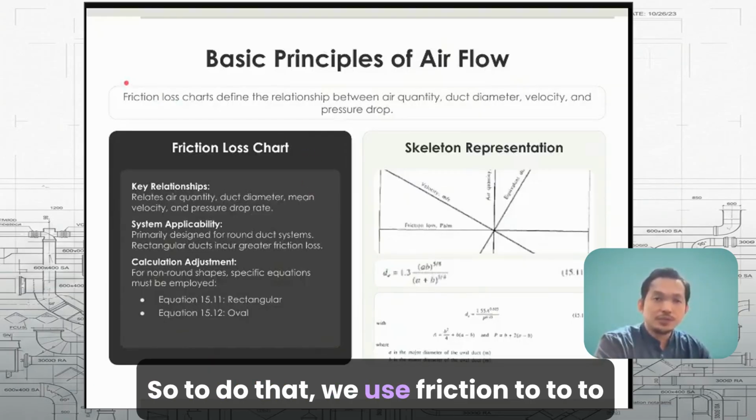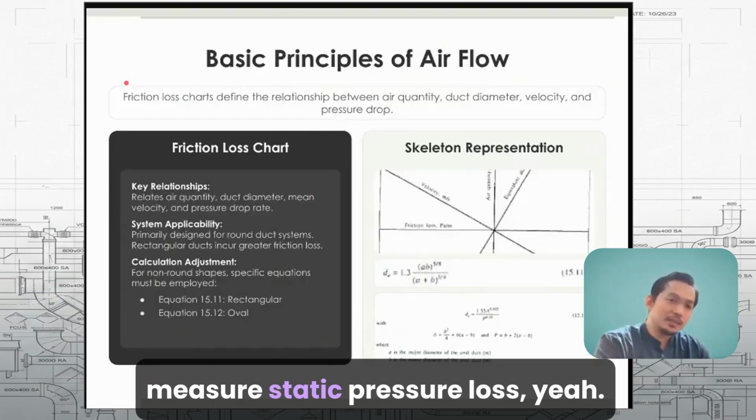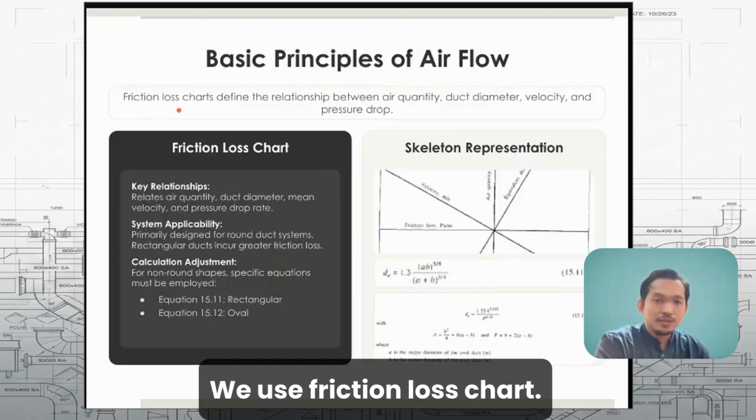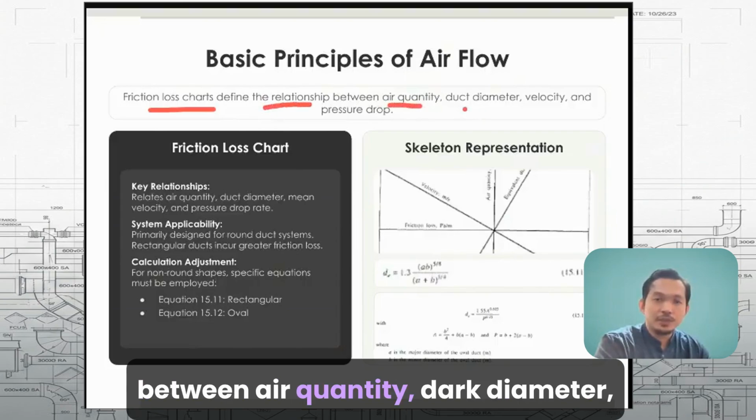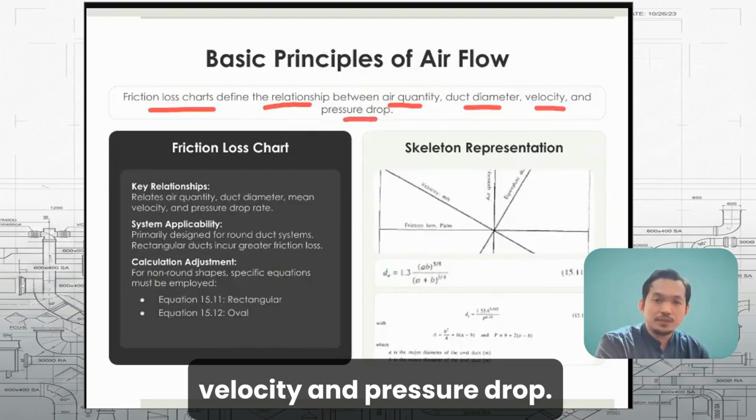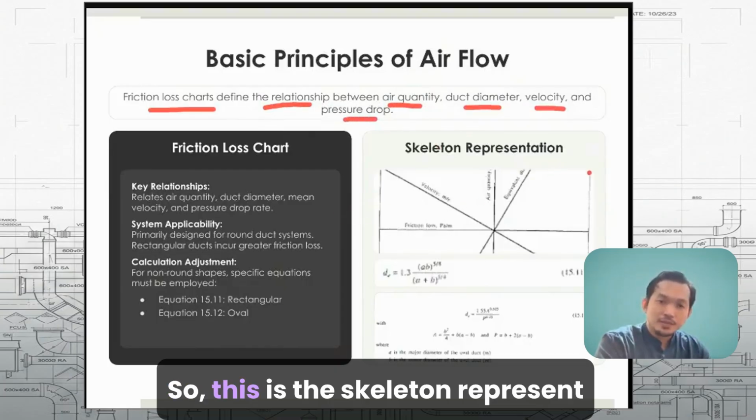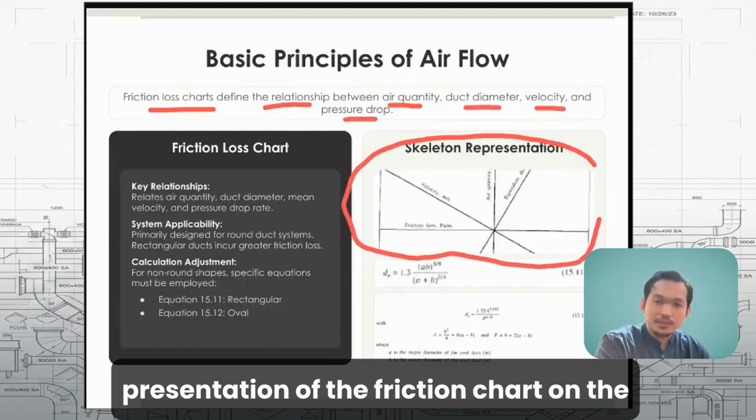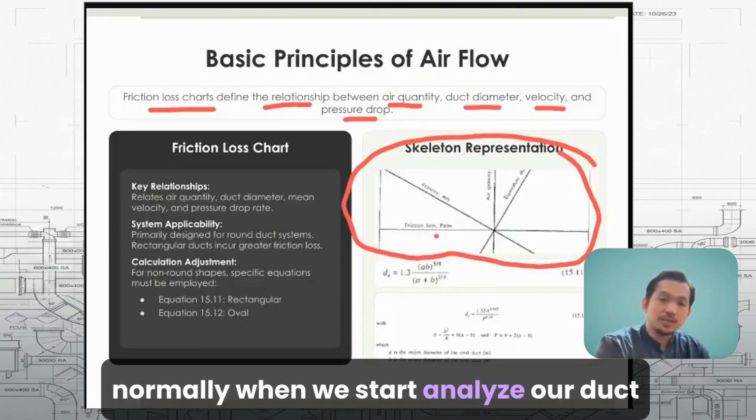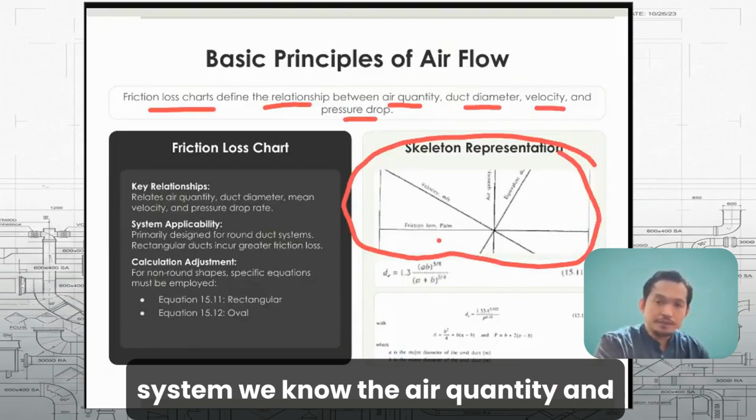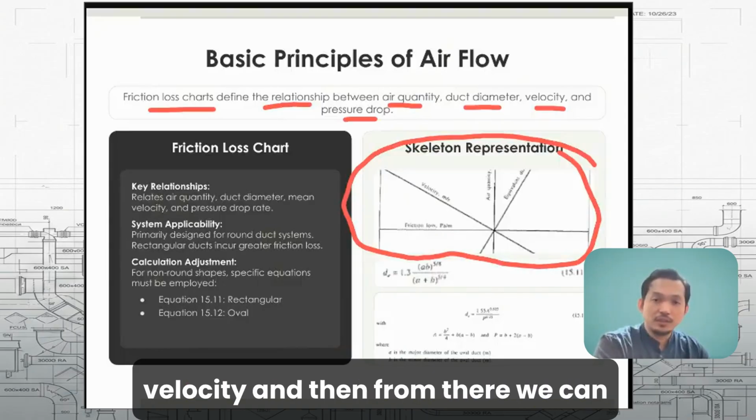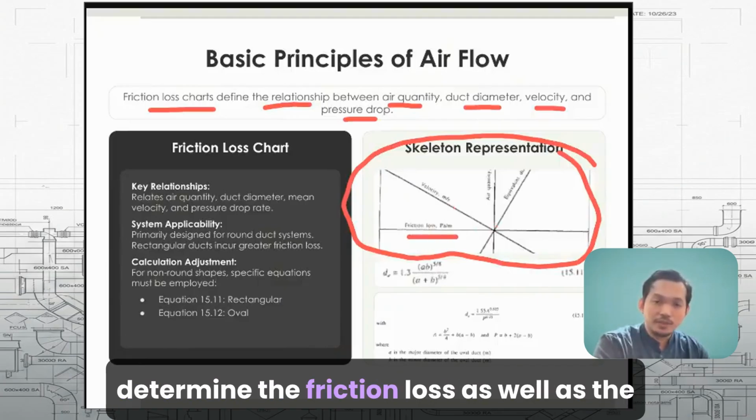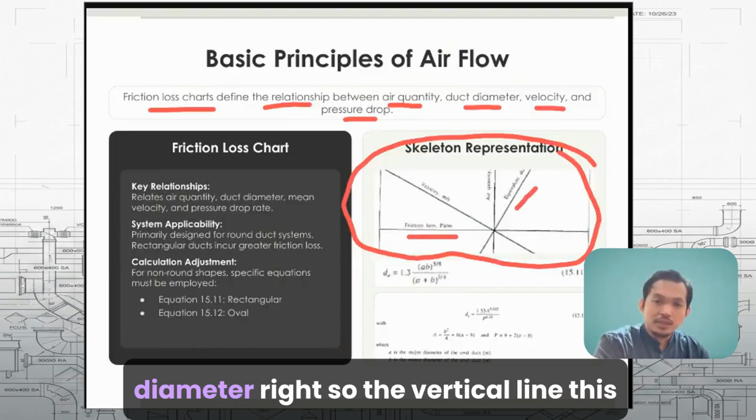So to measure static pressure loss, we use the friction loss chart. It defines the relationship between air quantity, duct diameter, velocity, and pressure drop. This is the skeleton representation of the friction loss chart. When we start analyzing our duct system, we know the air quantity and the velocity, and from there we can determine the friction loss as well as the diameter.